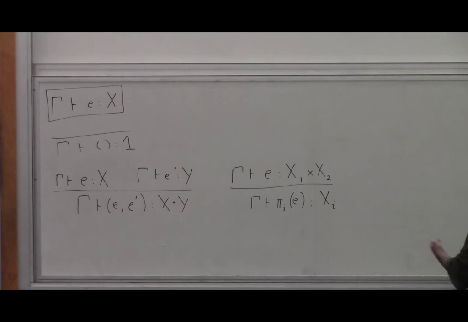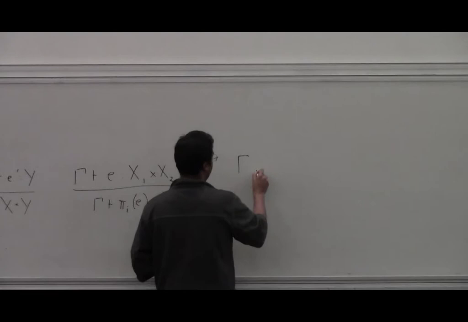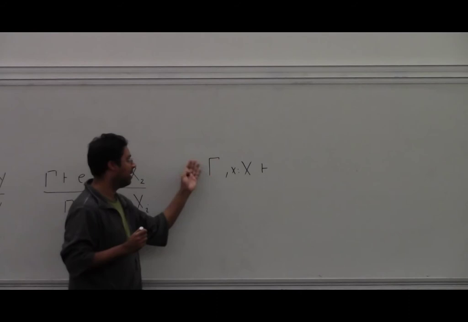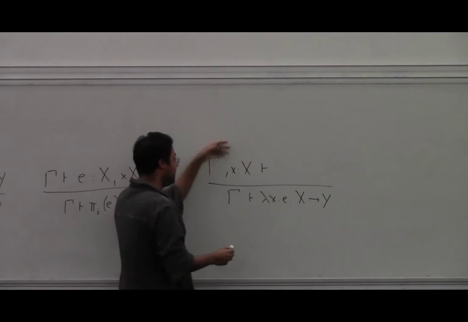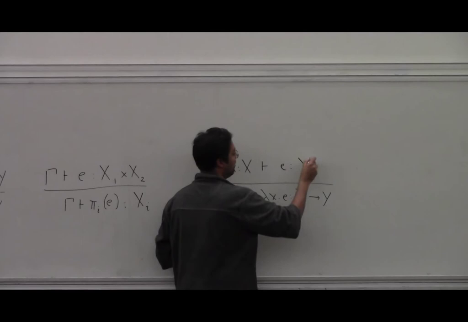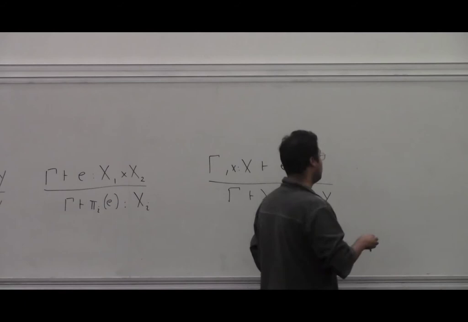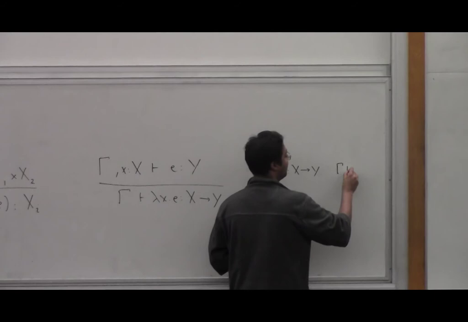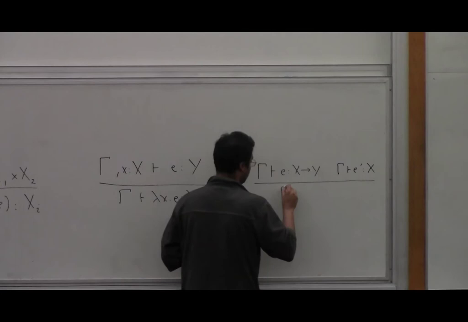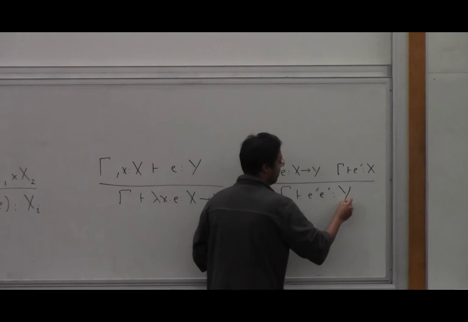And now we can give the rules for forming functions as well. We can say that a lambda term has the function type x arrow y when, assuming that we have an x, we're able to show that the body has the type y. So this is the typing rule for lambda abstractions. And we'll also have a rule for actually applying a function. So if we have a function of type x arrow y, and we have an argument of type x, then we can put the two together, E E prime, to construct a term of the type y.